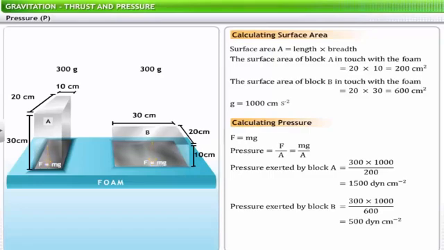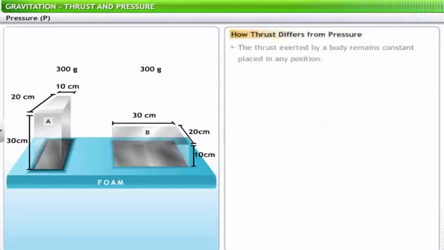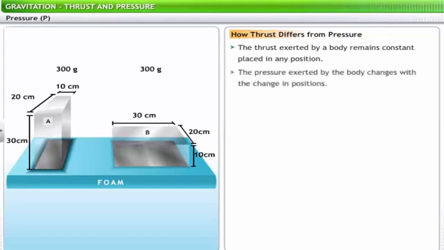Thus, in block A, the same thrust was acting on a smaller surface area. Hence, the pressure exerted by block A was higher. This explains why the foam showed more compression where block A was placed. The thrust exerted by a body remains constant, placed in any position. However, the pressure exerted by the body changes with a change in positions.